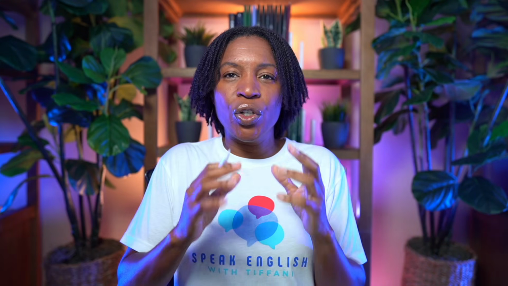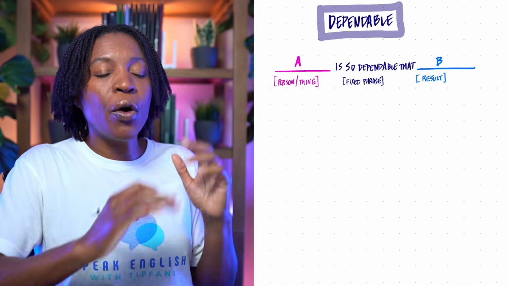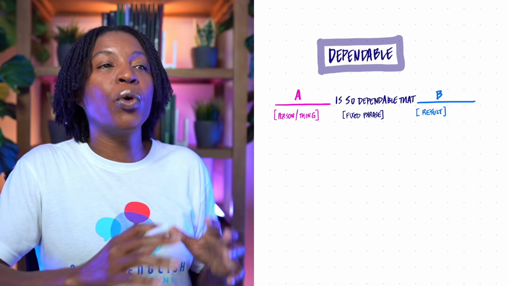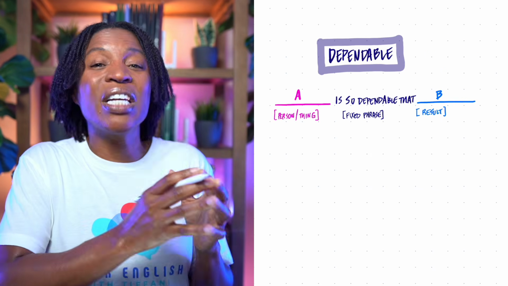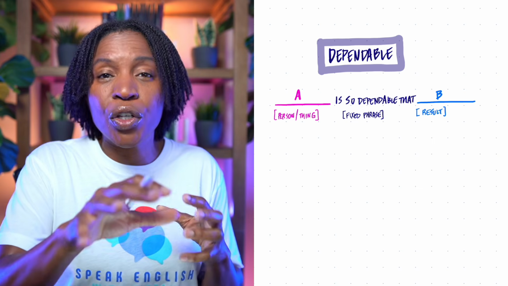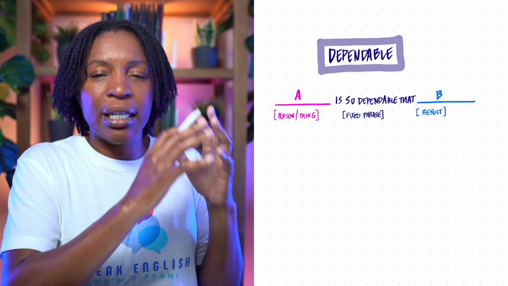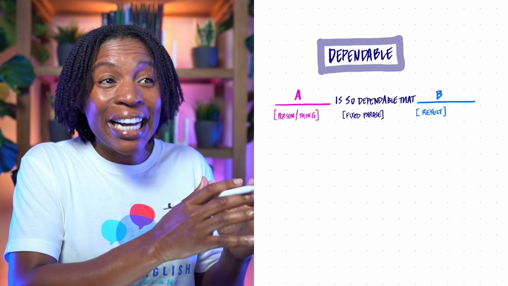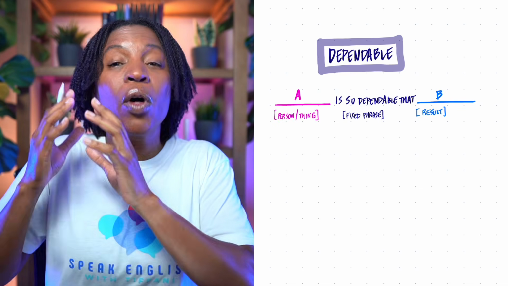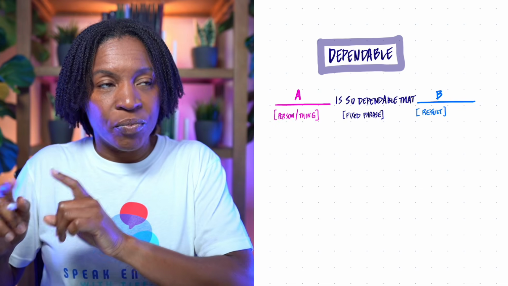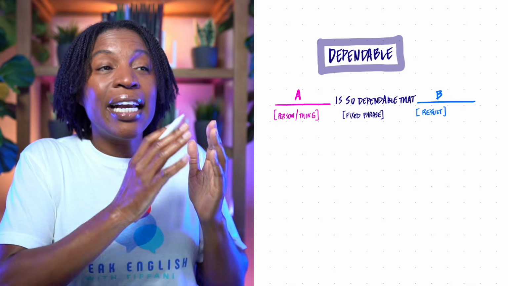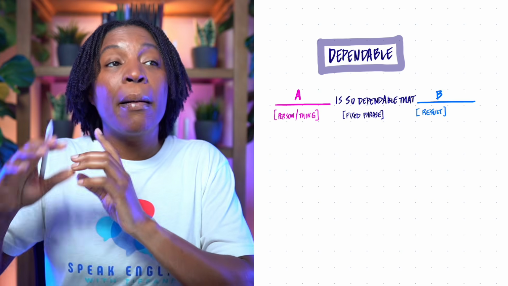Now it's time for us to look at an example sentence structure. For this word dependable, here is the simple sentence structure so that you can start using this word in real life. It's very simple. A is so dependable that B. Again, A is so dependable that B.